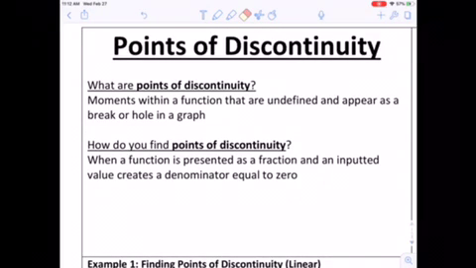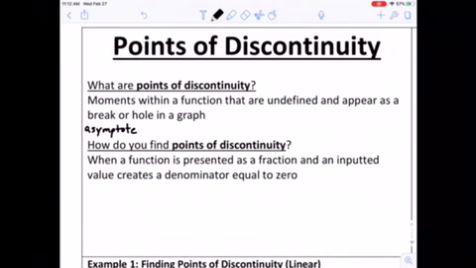So today we're going to be looking at points of discontinuity. What are points of discontinuity? They're moments within a function that are undefined and appear as a break or hole in a graph. And when we say break, what we are actually talking about is an asymptote, okay? And more specifically, a vertical asymptote.